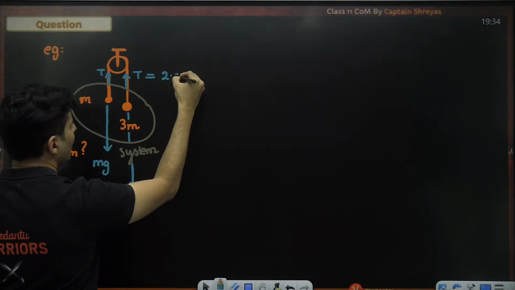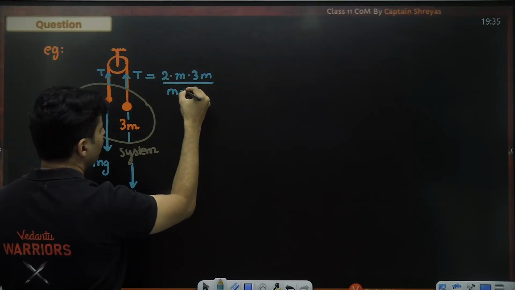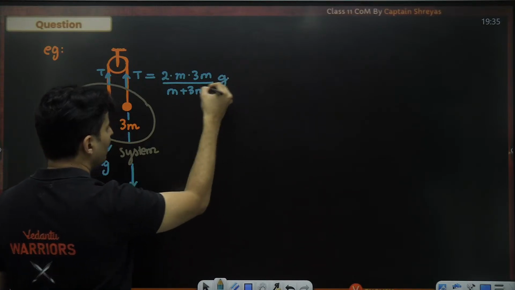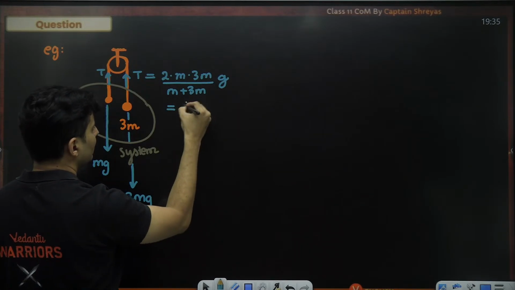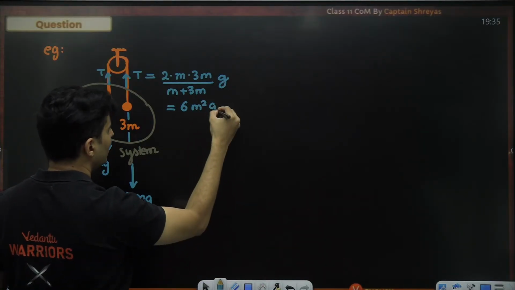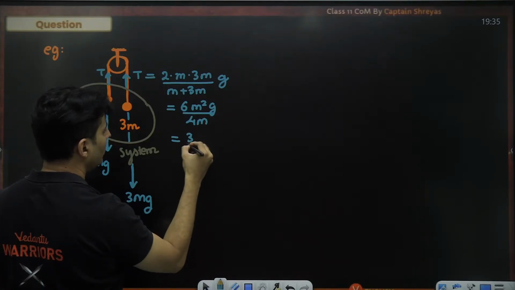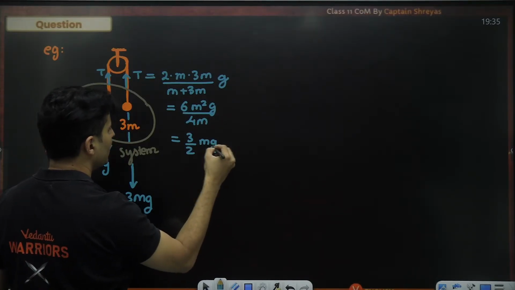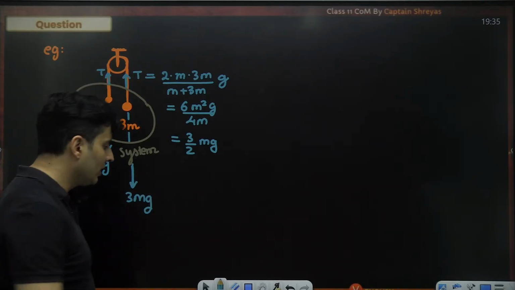We know the value of tension. It is 2 m1 m2 divided by m1 plus m2, multiplied by g. We have seen this in Newton's laws. So 2 times 3 is 6, so 6 m squared g divided by 4m. The m cancels, 6 by 4 is 3 by 2. So 3 by 2 times mg is the tension. These are the only forces acting on the system.